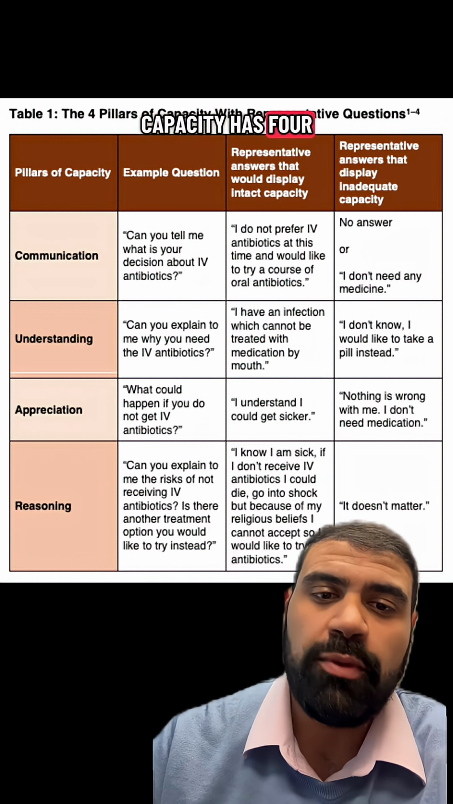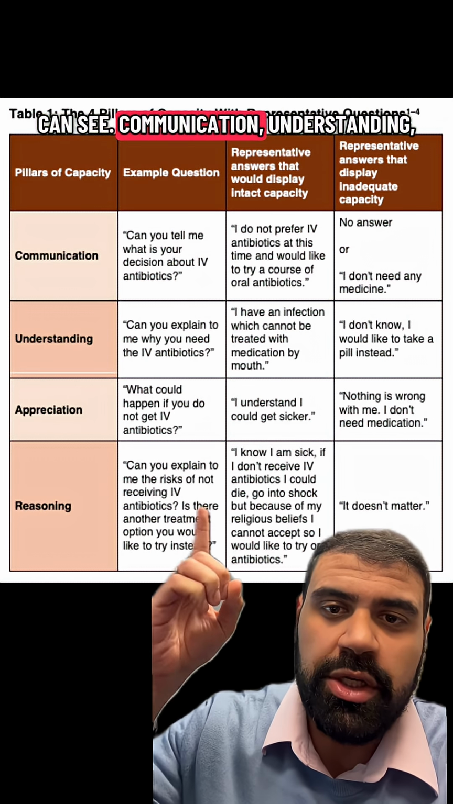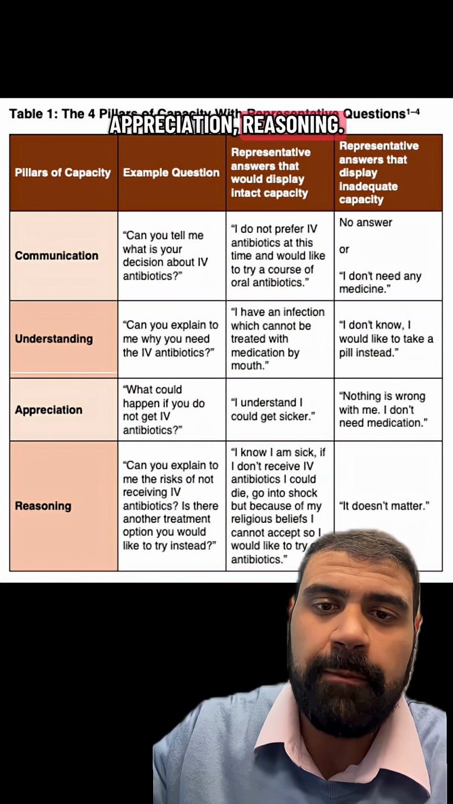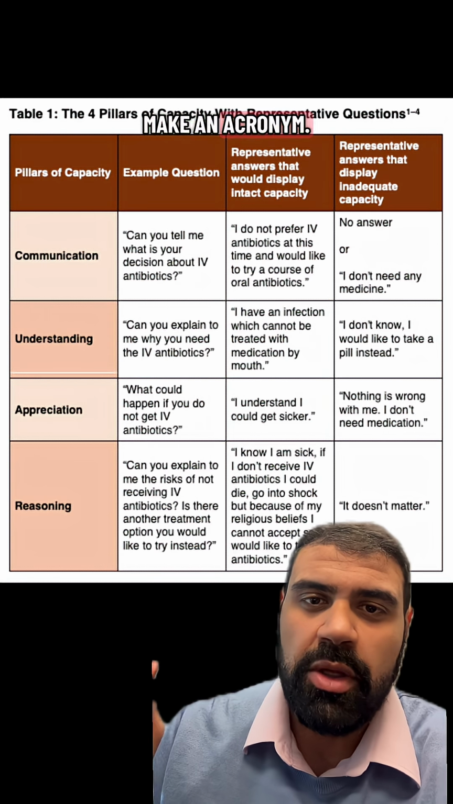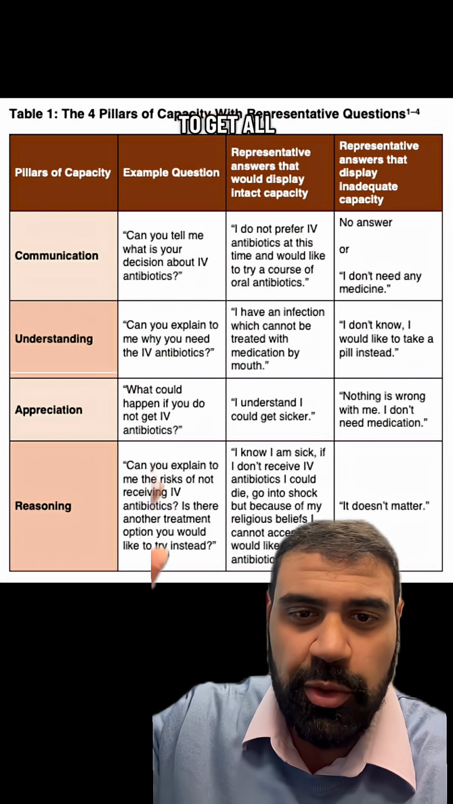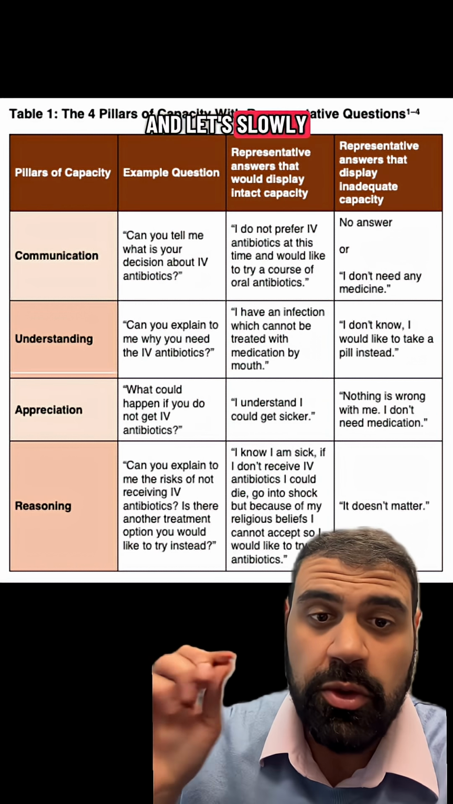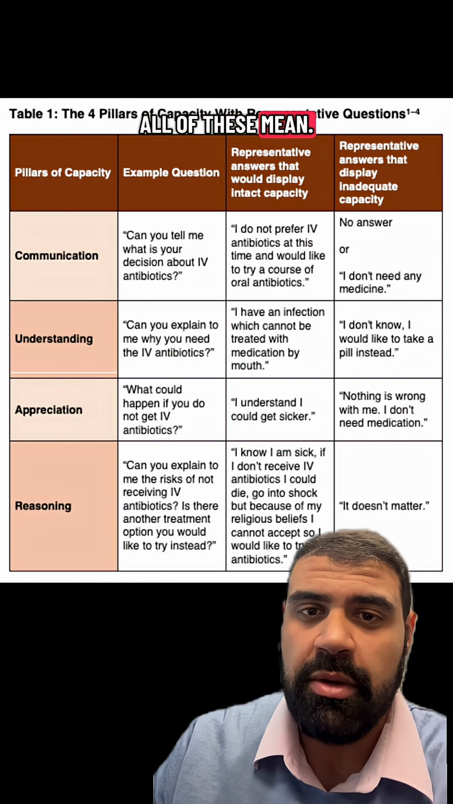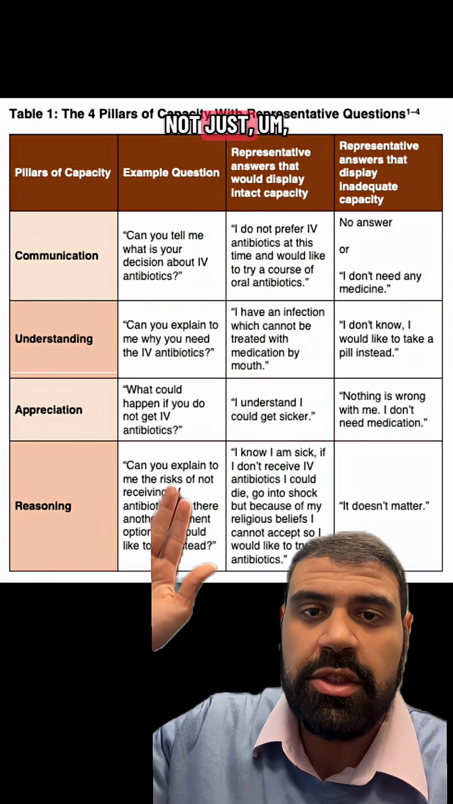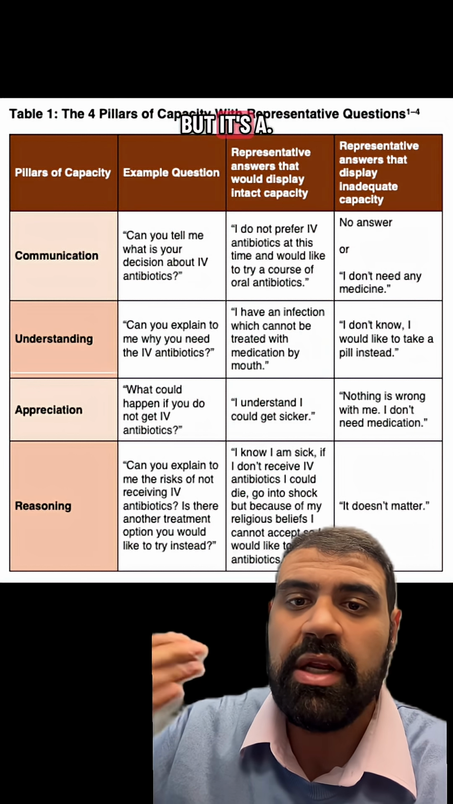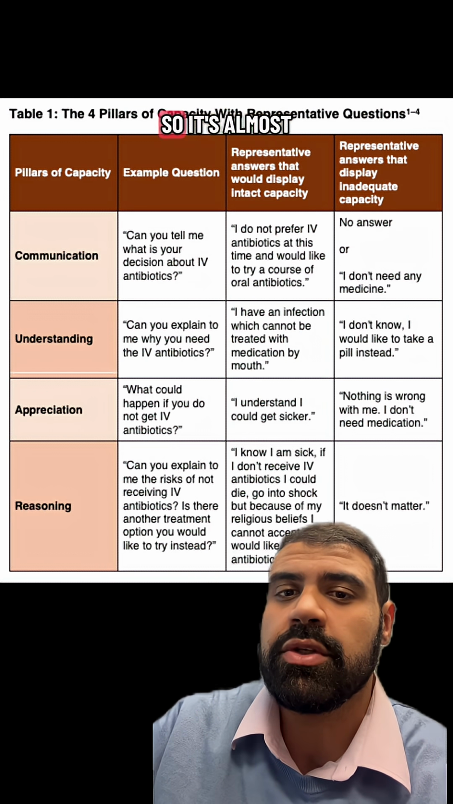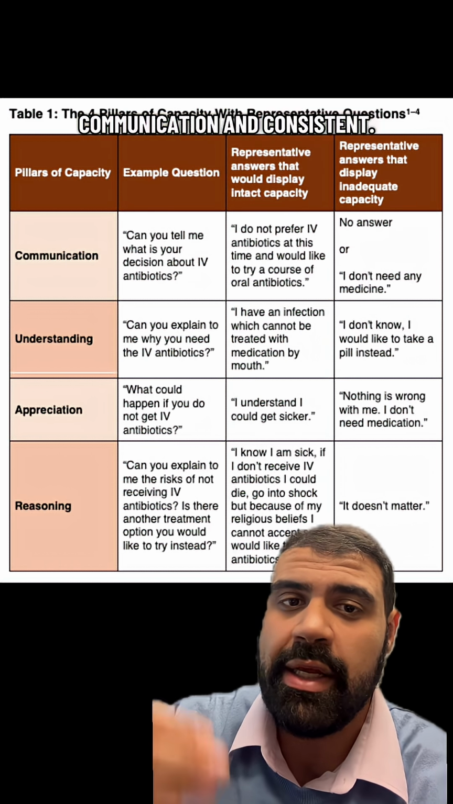Now, capacity has 4 parts. As you can see, communication, understanding, appreciation, reasoning. I like to make an acronym, UCAR, to get all of them in there. And let's slowly go through what all of these mean. So communication is not just communicating a choice, but it's communicating a consistent choice. So it's almost like CC, communication and consistent.